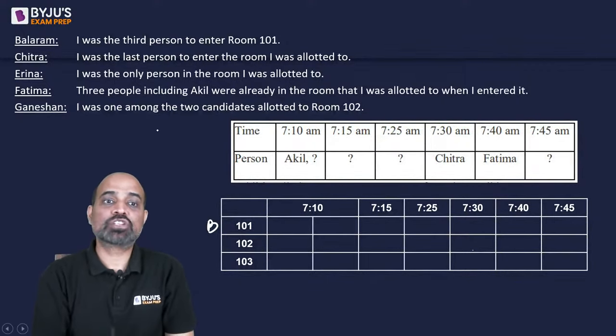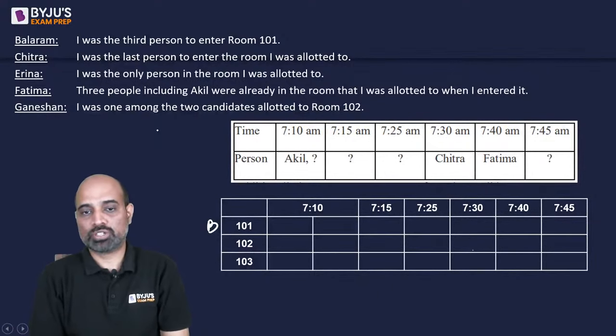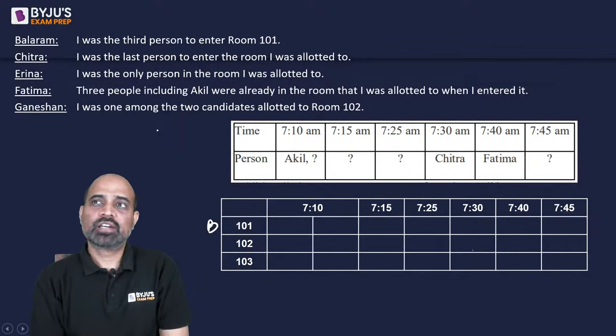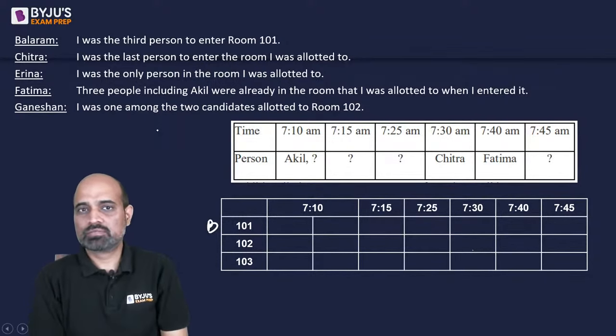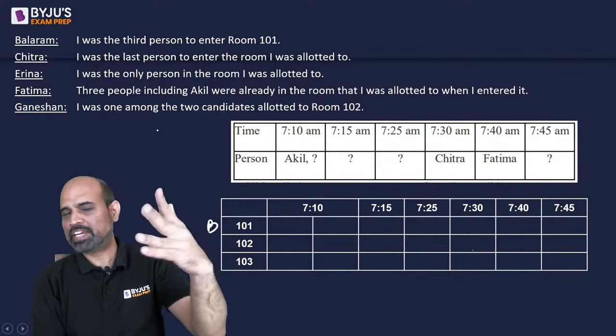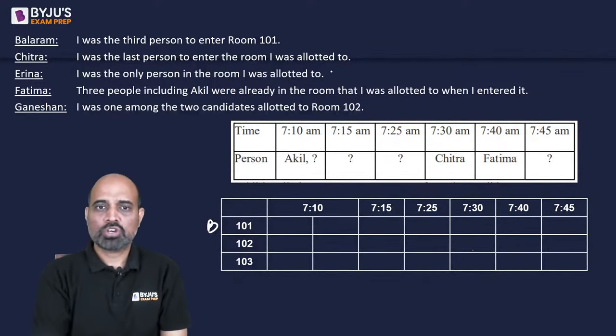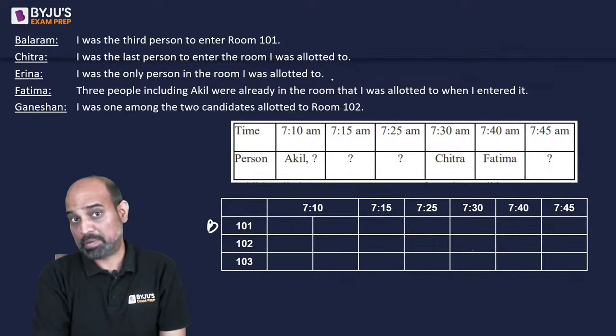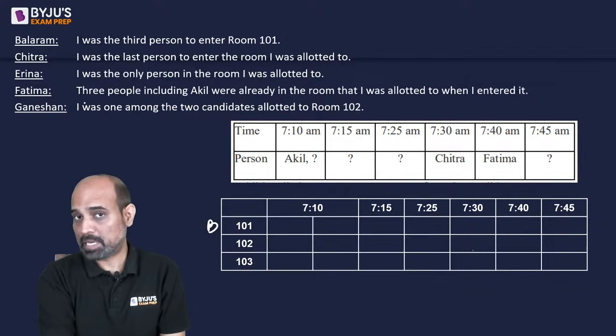E says I was the only person in the room I was allotted to. So can we say that out of these three rooms, there is only one particular room where only one person entered and the remaining 6 people went to the other 2 rooms? So which room is that? Definitely not 101. Is it 102? Maybe. Is it 103? Maybe. So we don't know about E either.